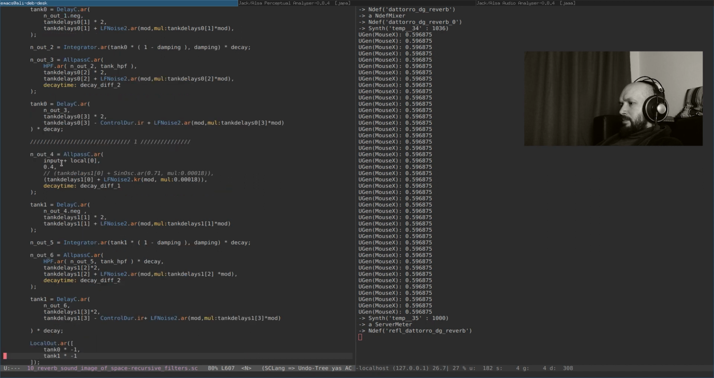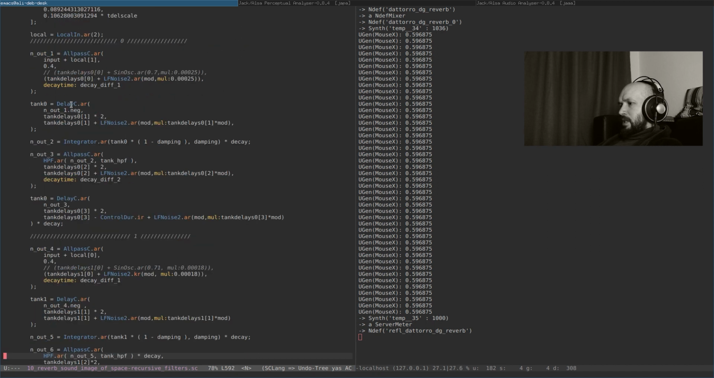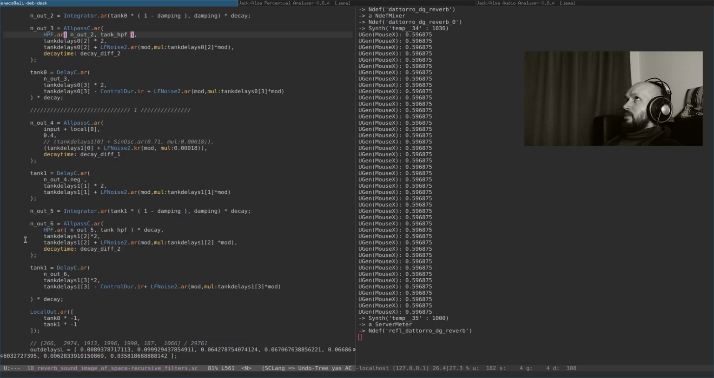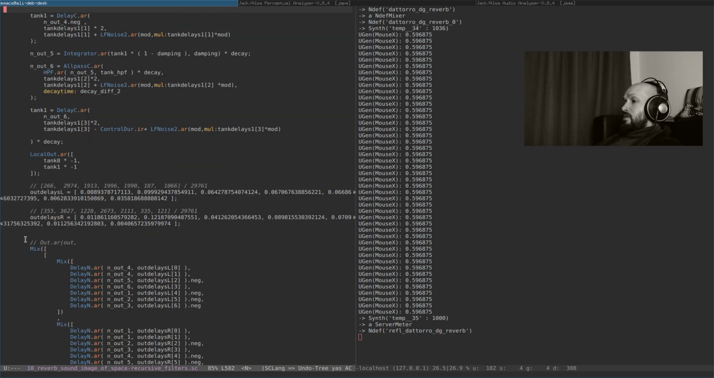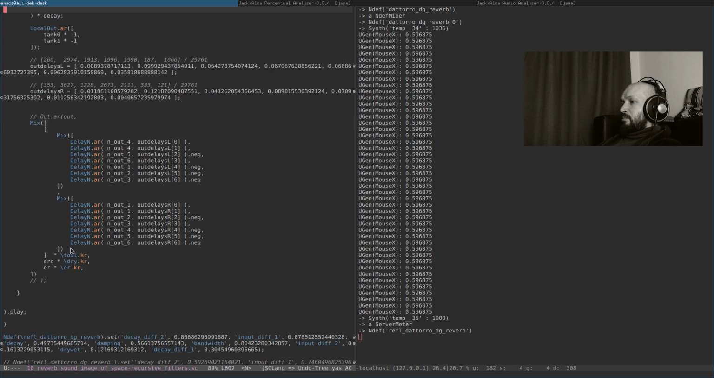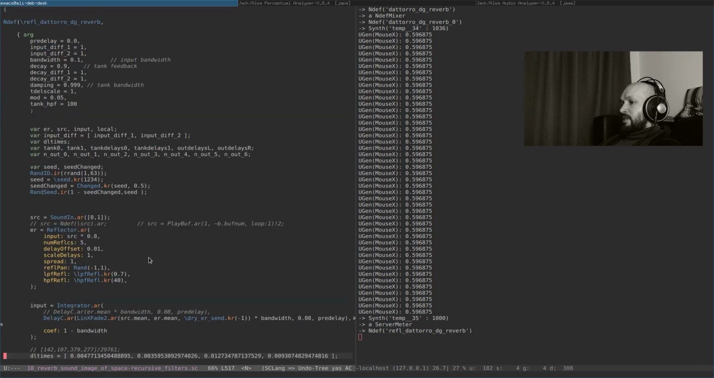And probably the last modification that I added here is this high pass frequency filter, so that in the tank I'm not only losing high frequencies but low frequencies as well. Oh yeah. So that's it about the reverberator itself.